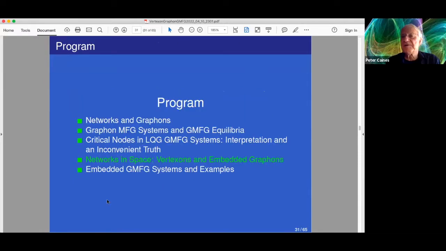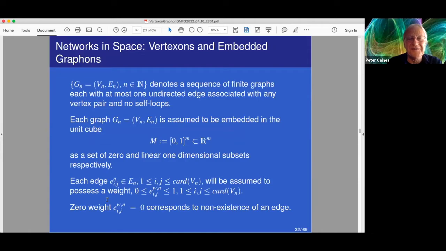So in our program today, the next step is networks in space, vertexons, and embedded graphons. Okay, and the co-authors of the previous part of the talk bear no blame or responsibility for this part, although I've had a lot of stimulating discussions.